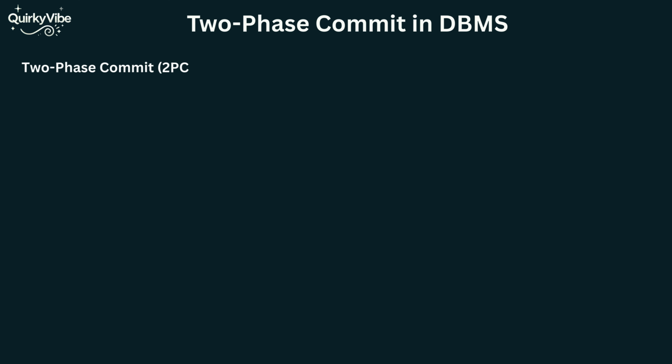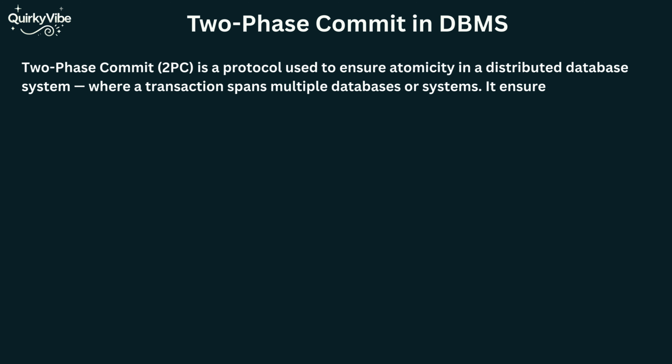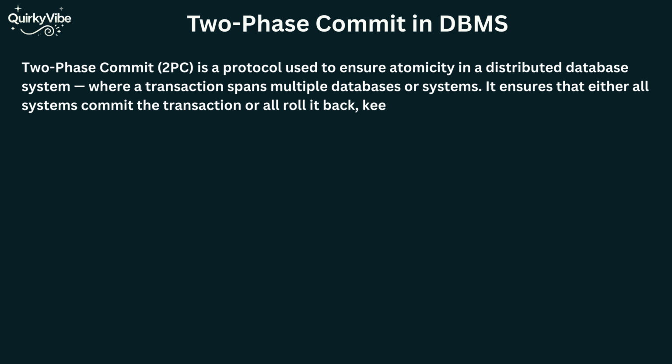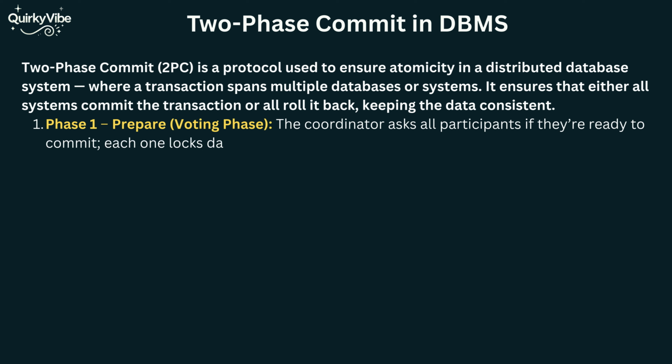Two-phase commit, 2PC, is a protocol used to ensure atomicity in a distributed database system, where a transaction spans multiple databases or systems. It ensures that either all systems commit the transaction or all roll it back, keeping the data consistent. Phase 1, Prepare, the voting phase: the coordinator asks all participants if they're ready to commit. Each one logs the intent and replies yes or no.